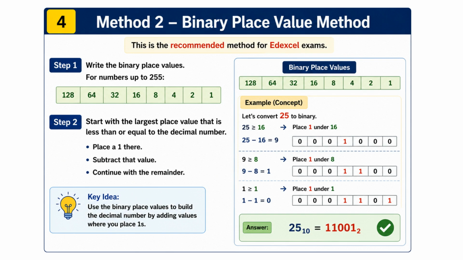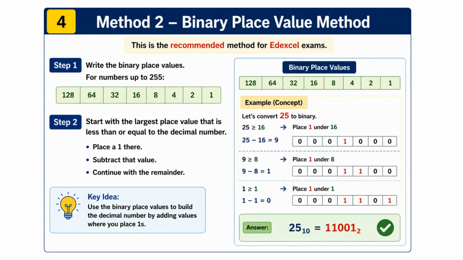Step 2. Start with the largest place value that is less than or equal to the decimal number. Place a 1 under that value. Then, subtract it from the decimal number. Continue the same process, using the remaining value, until the remainder becomes 0. Let's see how it works, with an example.